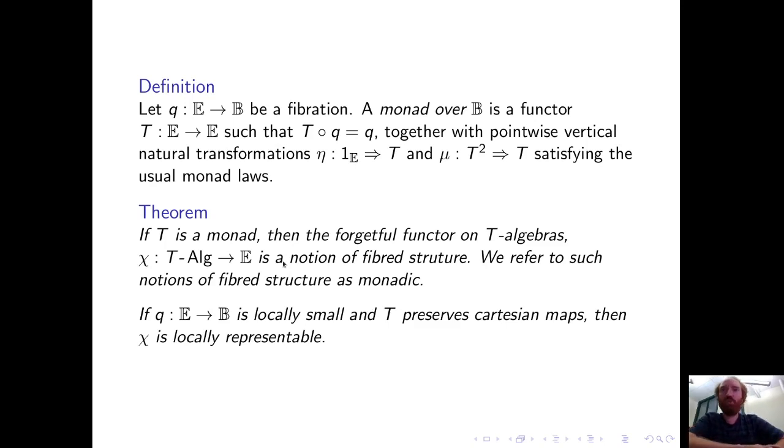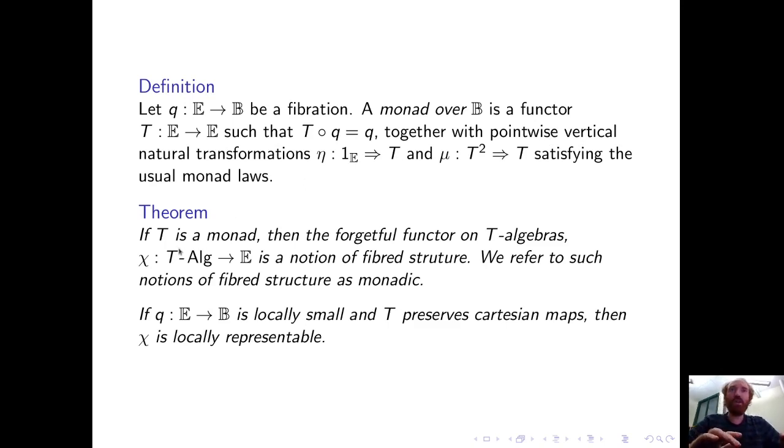So an important source of examples for me is what I call monadic notions of fibre structure. So here we have a fixed fibration Q from E to B, and we say a monad over B is a functor on the total category that commutes with the Grothendieck fibration, together with unit and multiplication maps which are pointwise vertical as natural transformations and satisfy the usual monad laws.